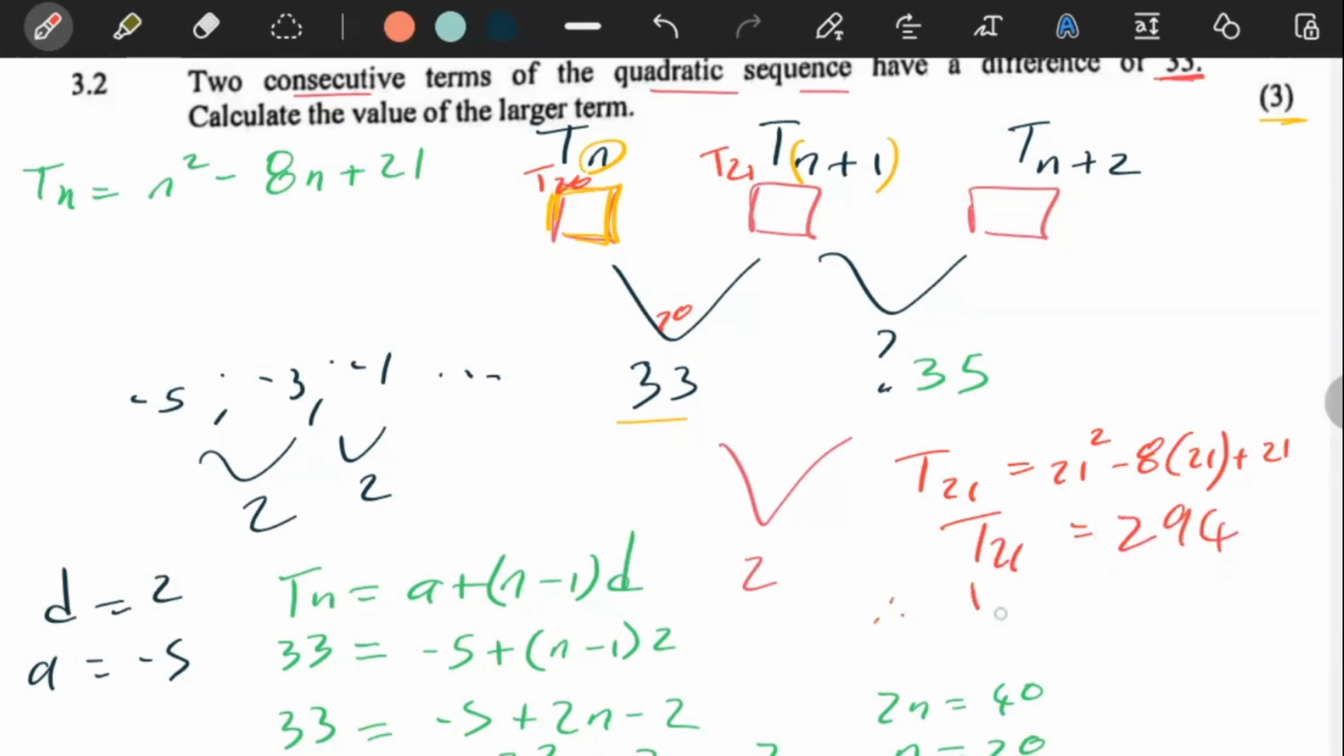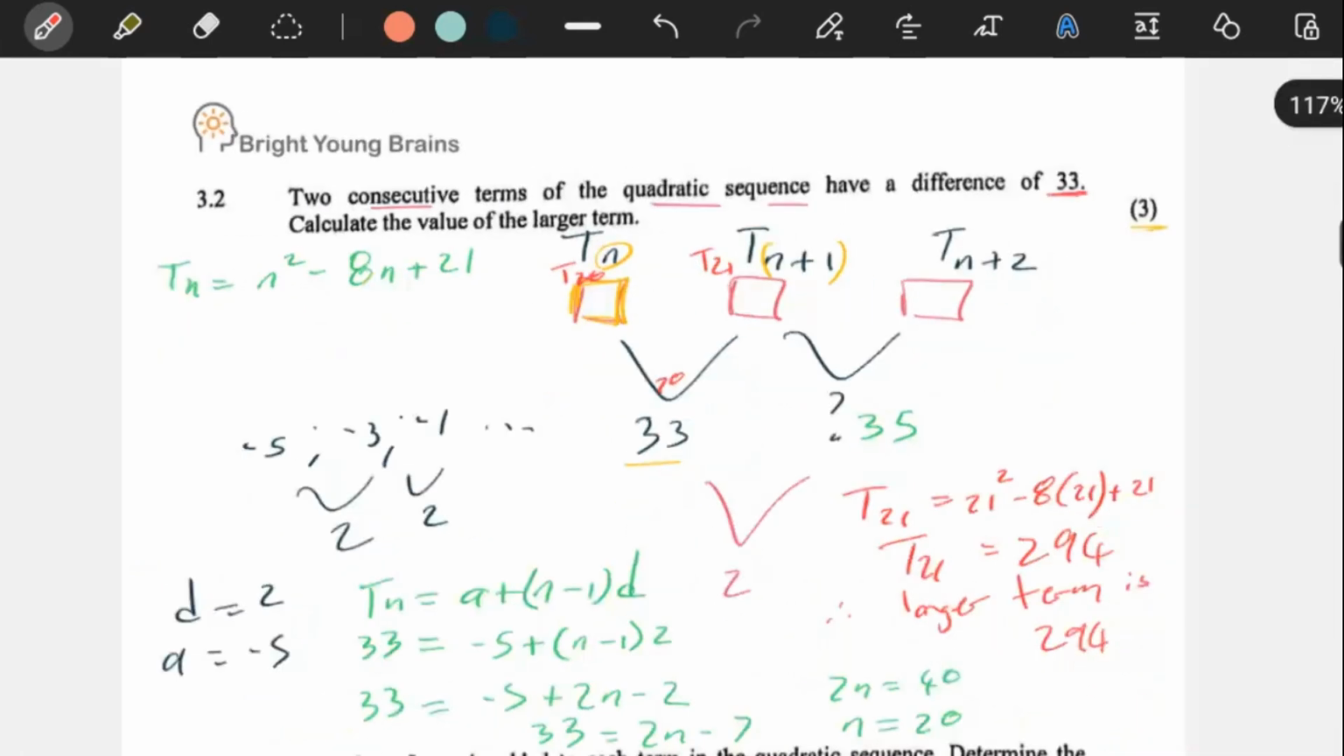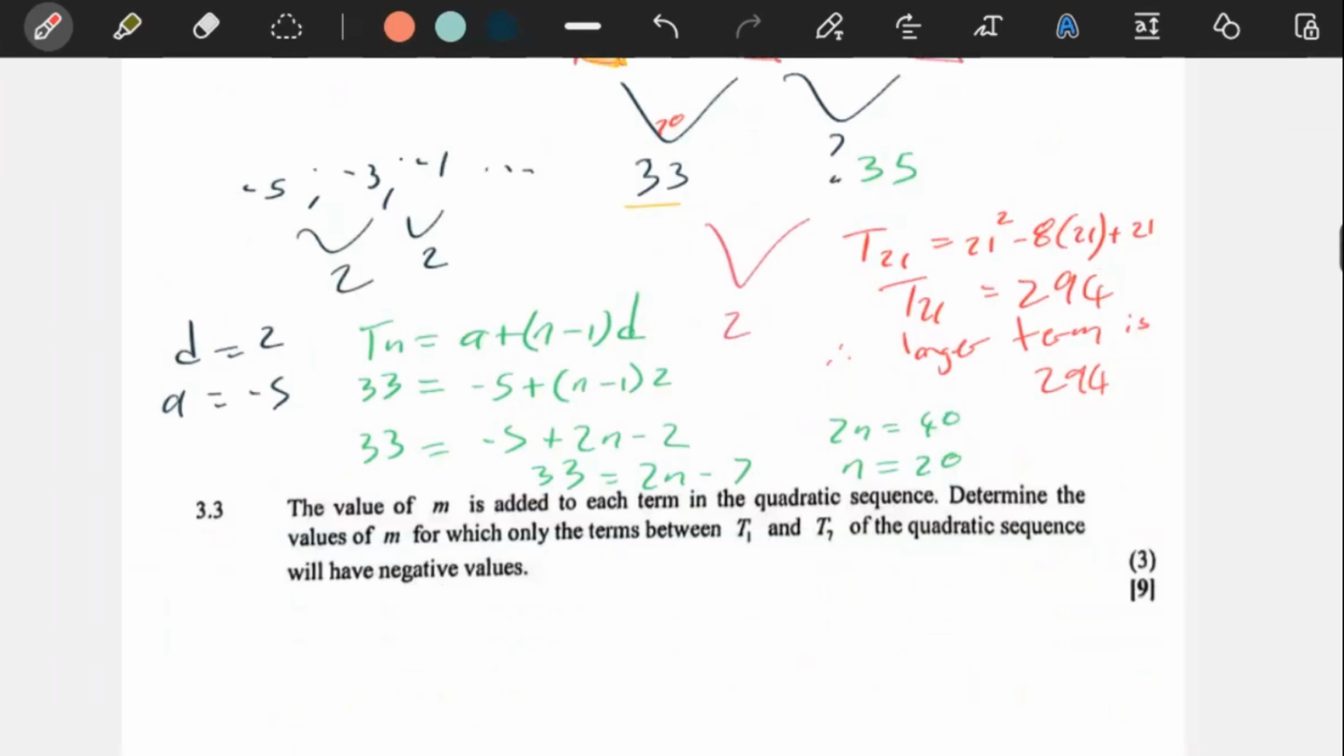You can say here, therefore, larger term is 294. If I read the question again, two consecutive terms of the quadratic sequence have a difference of 33. Calculate the value of the larger term. Yeah. So I don't know if this was a 3-mark question or maybe I just did it the long way, but that's a correct answer in my opinion.